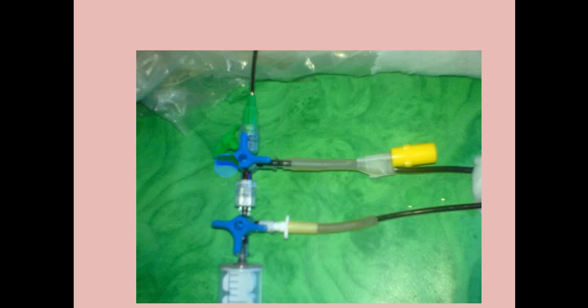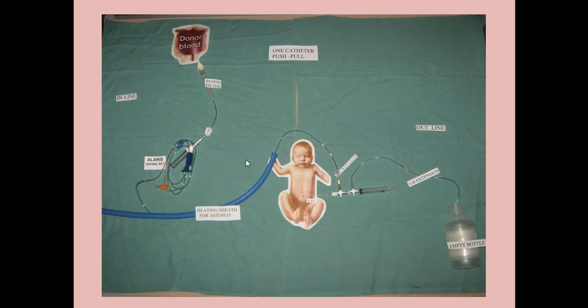And these are the valves that we need in doing the exchange transfusion. And this is the schematic presentation of how we do the process. By turning the valve toward the umbilical cord, we aspirate 10 to 20 ml.